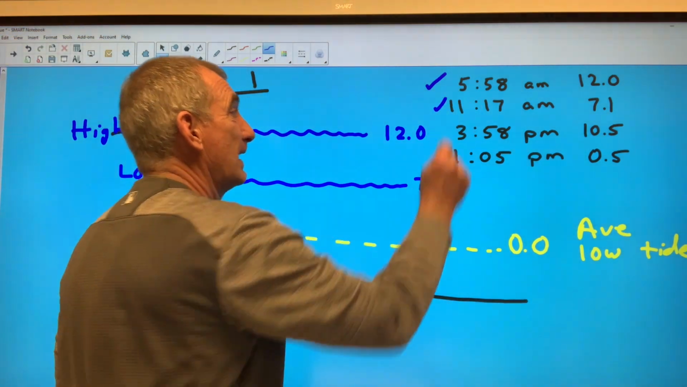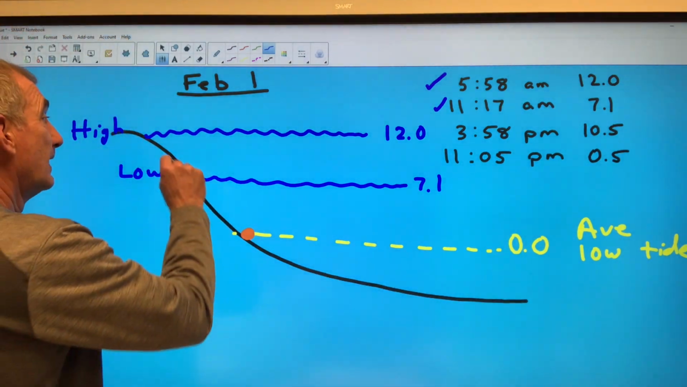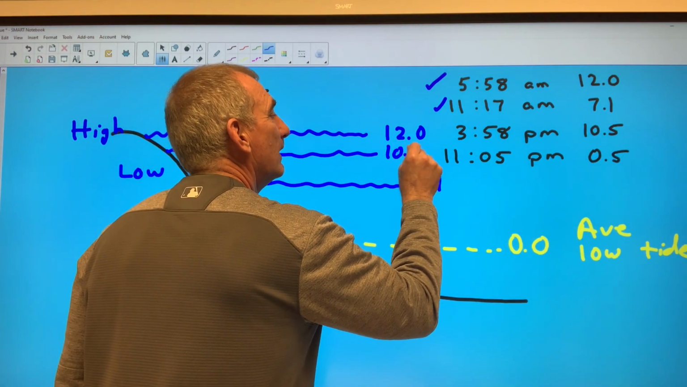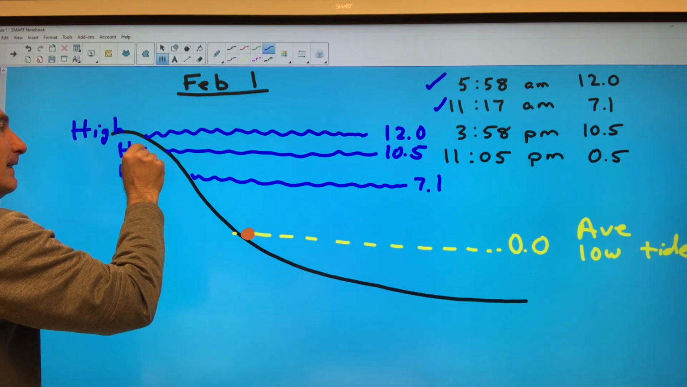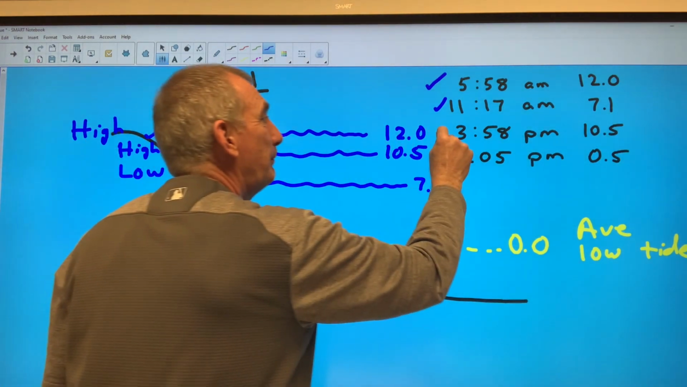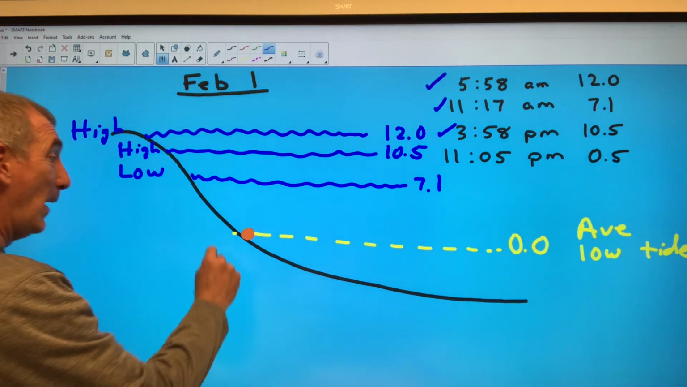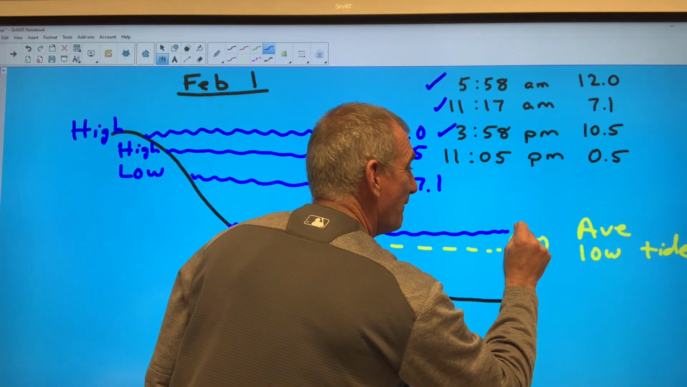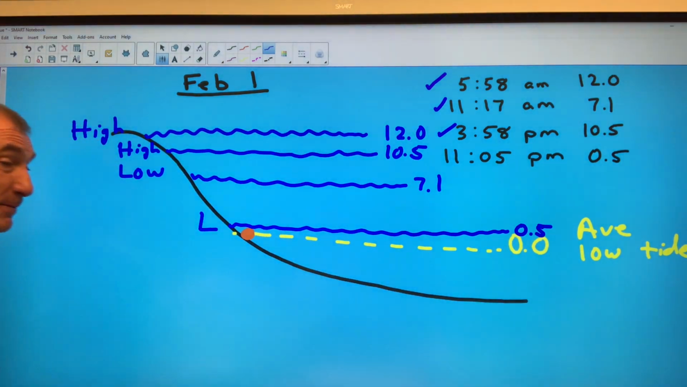Bam, talked about 11:17. Then at 3:58, the tide went up and went up to 10.5. Oh, since the tide went up, this is going to be a high tide. Bam, talked about it. Then at 11:05 p.m., oh, now we're getting somewhere. Now the tide is 0.5. Oh, since the tide went down, this is going to be a low tide.